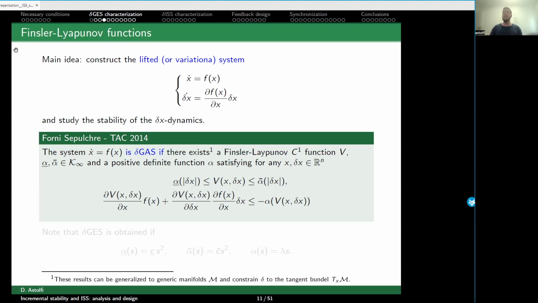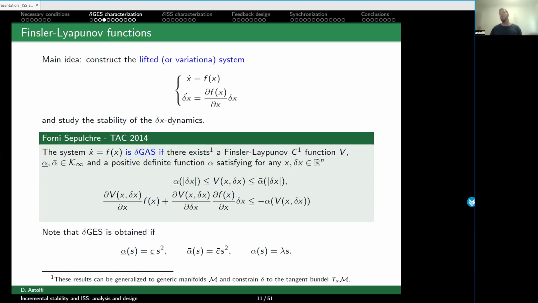if we can find a Finsler-Lyapunov function, a C1 Lyapunov function, and some class K infinity function, such that the following two bounds are satisfied. Again, we recognize the first bound as the classical sandwich bound for the V, and the second inequality is, again, in terms of dissipation, so it's a dissipative inequality: V dot along the solution of x and delta x satisfies this negative inequality.